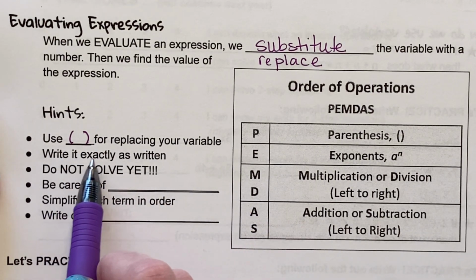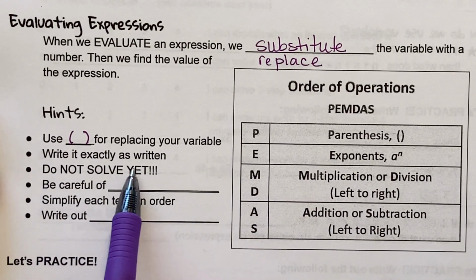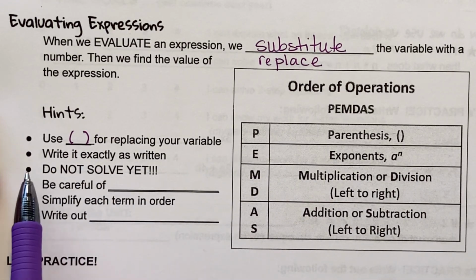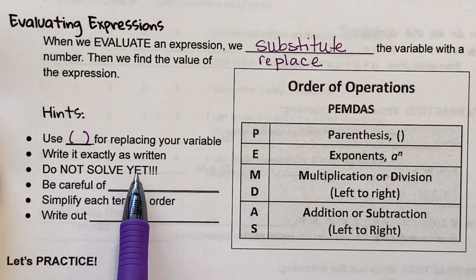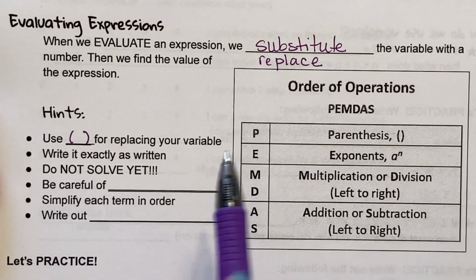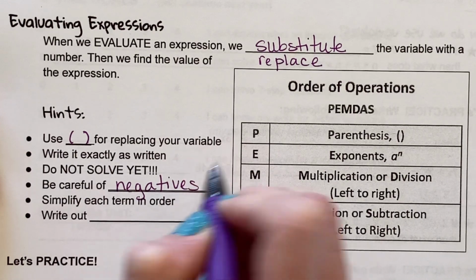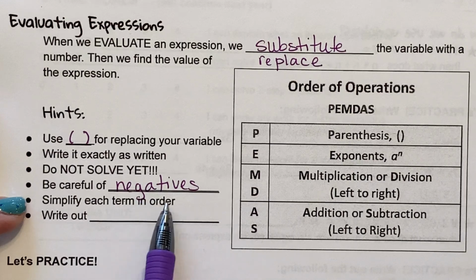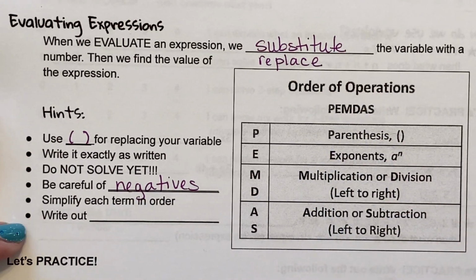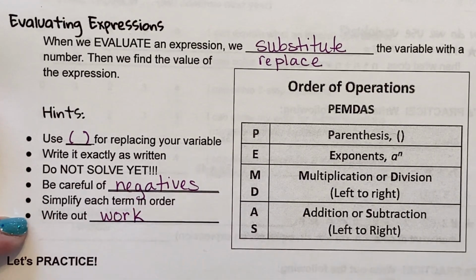You need to write it down exactly as written. Don't start trying to solve things in your head. Do not solve things yet, especially with longer problems. You have to write out the whole thing. If you start solving it too soon, you're going to miss stuff. Be careful of your negatives. These will trip us up so easily. Then we want to simplify each term in order using our order of operations, and make sure we're writing out our work. Don't try to solve this in our head.